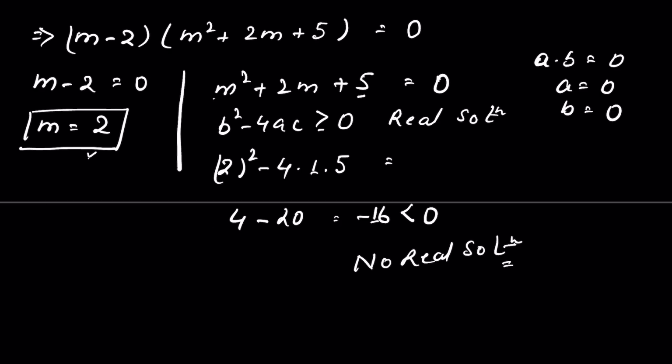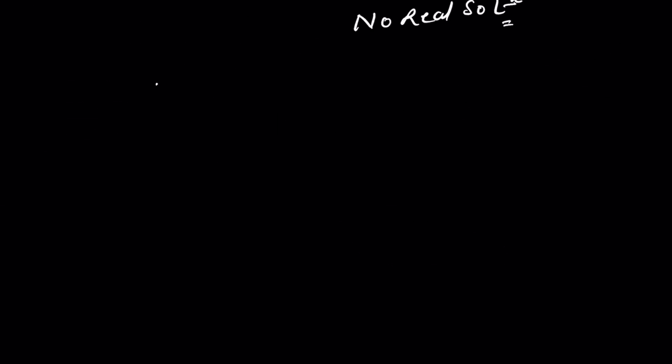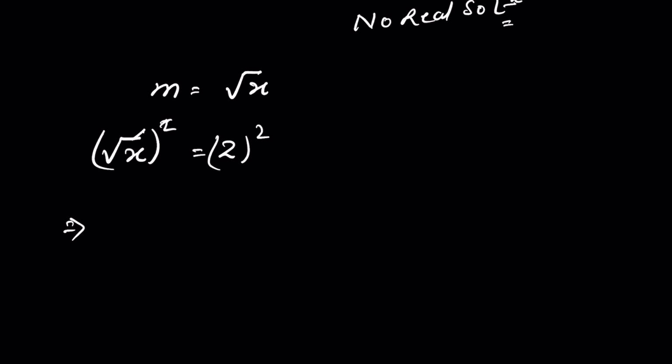Now we have m is equal to 2, and we considered m is equal to square root of x, so that means square root of x equal to 2. To remove the square root, we square both sides, remove the square root with this square, so x is equal to 2 square, which is 4. So the only real solution for x is 4.